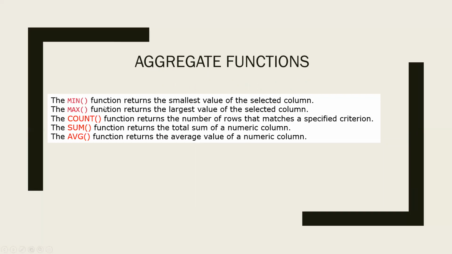So here are the aggregate functions as I have already explained. The min function returns the smallest value of the selected column. The max function returns the largest value of the selected column. The count function returns the number of rows that matches a specified criteria. The sum function returns the total sum of a numeric column. The average function returns the average value of a numeric column.